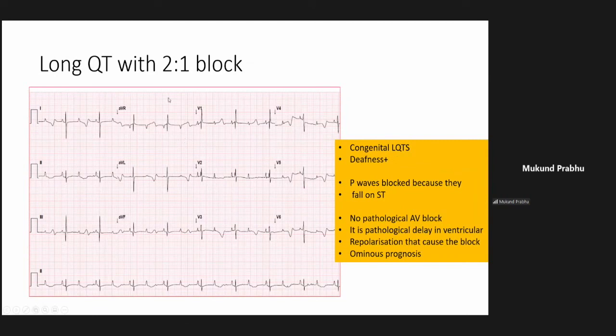Another rare and more ominous cause of AV block is AV block because of long QT syndrome. The QT interval is so long that the P falls on the ST segment. Because the ventricular myocardium is not fully repolarized yet, the P gets blocked. There is no pathological AV block. It's a consequence of the pathological delay in ventricular repolarization. And this particular kid had deafness, Jervell and Lange-Nielsen syndrome it's called. And in the newborn, this has a very ominous prognosis. 2:1 AV block due to long QT syndrome.